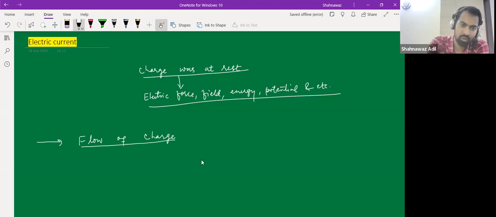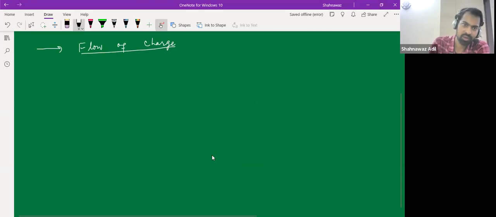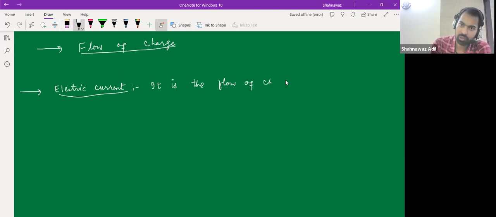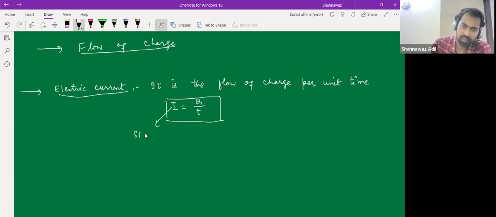Okay, so the first topic or first property which is associated with the flow of charge is electric current, right? So it is the flow of charge per unit time. Right, so for steady current, I is Q by t, and steady meaning that this charge is not changed.